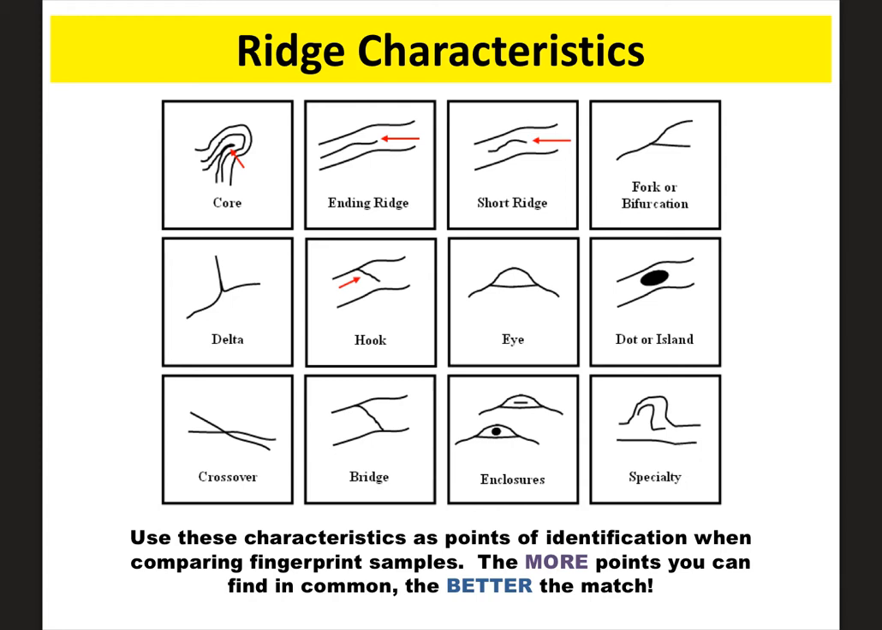All right, this is a little different from a bridge. A bridge is when you have two ridges moving along and then you have this little line that just connects the two. So these are just some of the different minutiae that we could be looking for. And obviously, the more points that you can match here between two prints, the more likely it is that they are the exact same print.